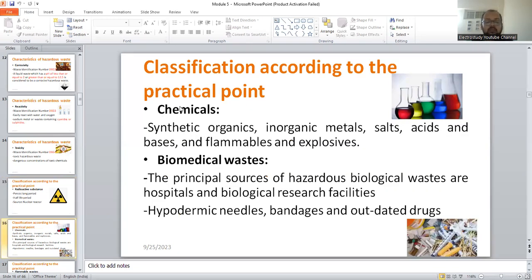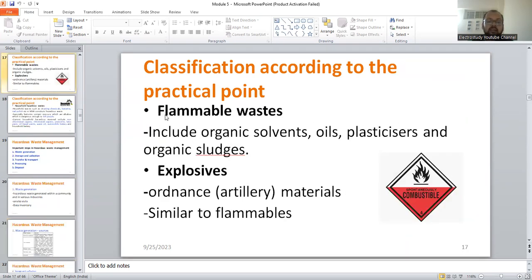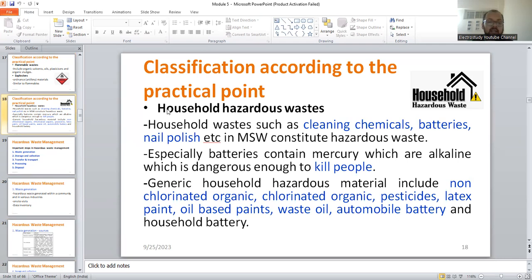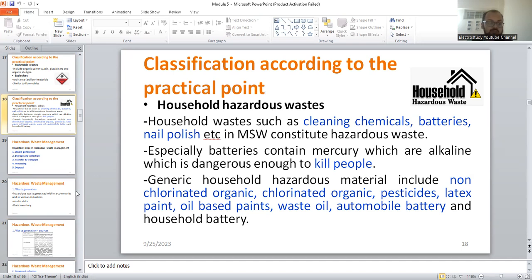Another one is called chemical. Some chemical material will be categorized under chemicals. Then biomedical waste, like syringes, needles, bandages, all come under biomedical waste. Another category is flammable waste. Okay, flammable as well as explosive waste. Hope it is very clear. Similarly, household hazardous waste, like cleaning chemicals, batteries, nail polish, all come under household hazardous waste.